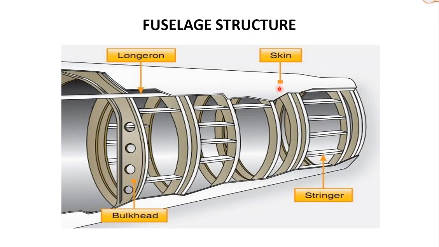The skin transmits aerodynamic forces to longerons and stringers. Longitudinal members, that is longerons and stringers, resist bending and axial loads. The formers, bulkheads and rings maintain the cross-section shape and distribute the concentrated loads. They act with skin in resisting the circumferential loads. So what are the circumferential loads? They are the normal stress in tangential direction. So this is how loads are transmitted.